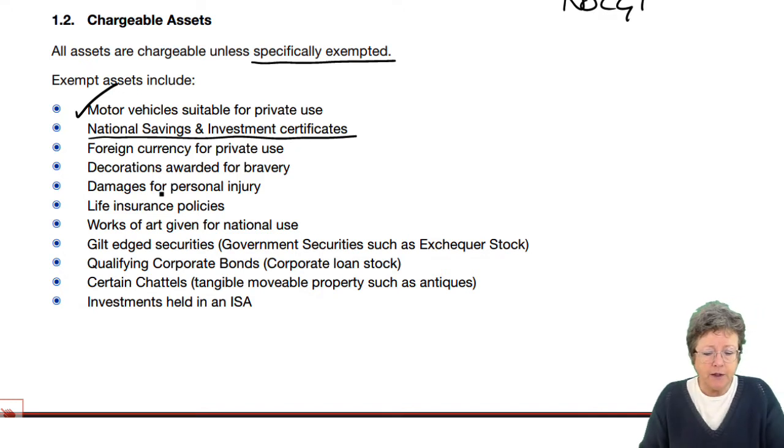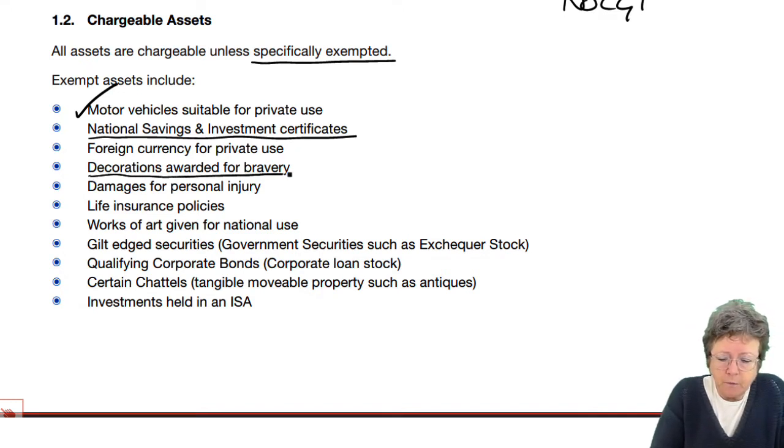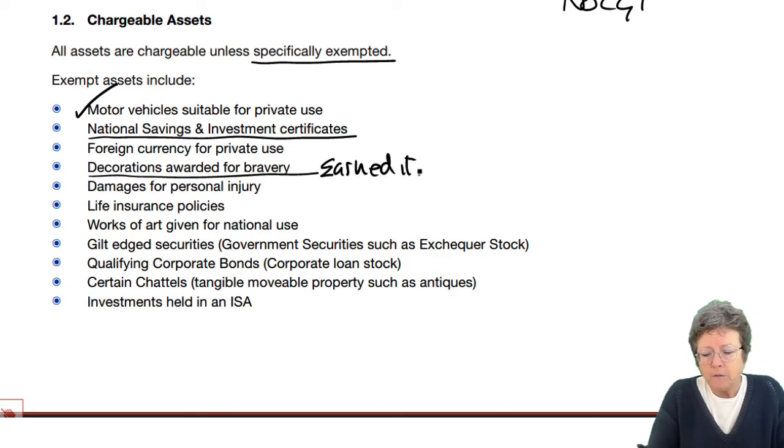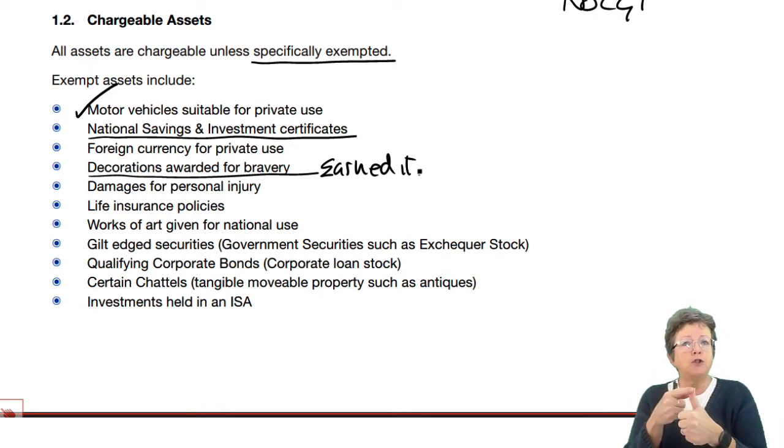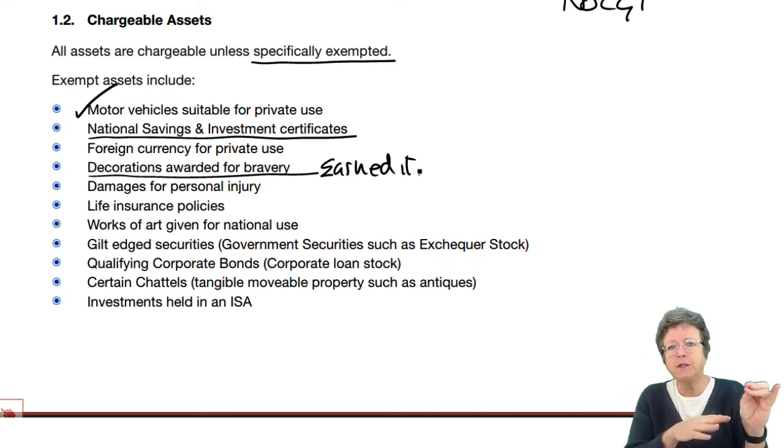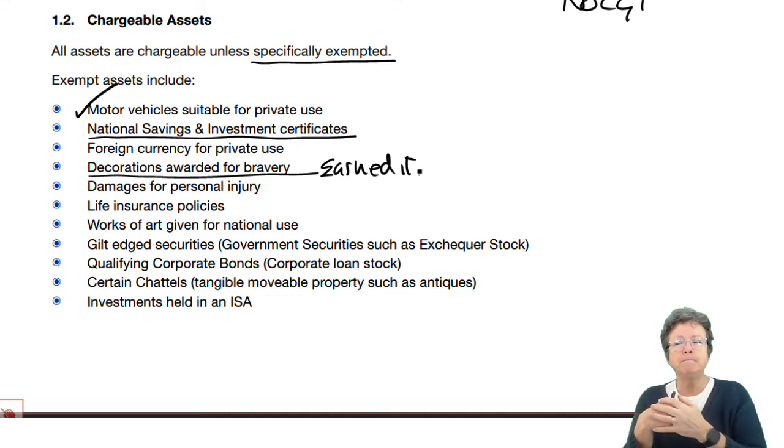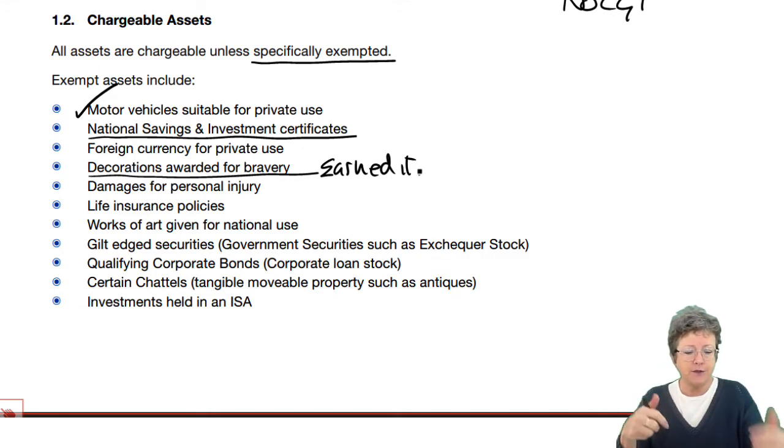Currency, decorations awarded for bravery, only when you've earned it. So that could be football shirts or rugby shirts, gold medals from the Olympics, things like that. It could be medals you've won for bravery in war. If they're yours and you sell them, they are specifically exempt. However, people buy these awards and medals and trophies. If you've bought the trophy and then you sell it, then you will pay tax on it. These are decorations awarded for bravery where you have earned it, the person that's selling it.